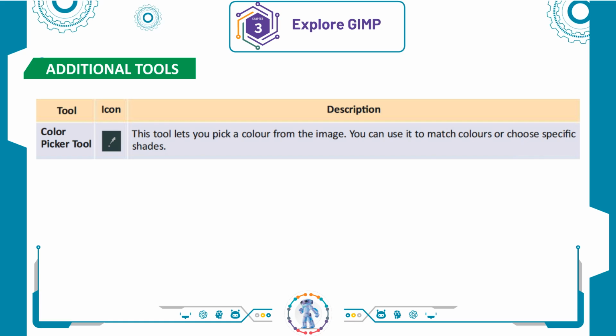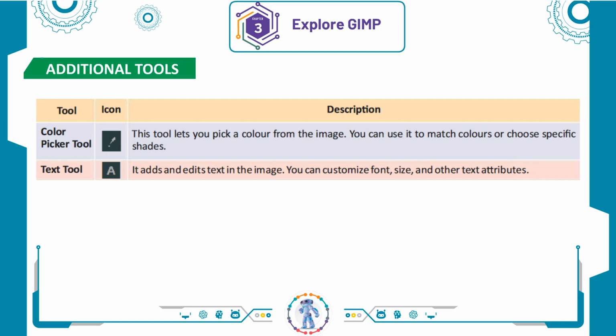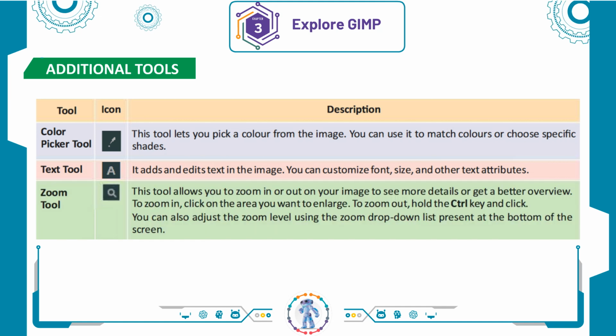You can use it to match colors or choose specific shades. Text tool. It adds and edits text in the image. You can customize font, size, and other text attributes.